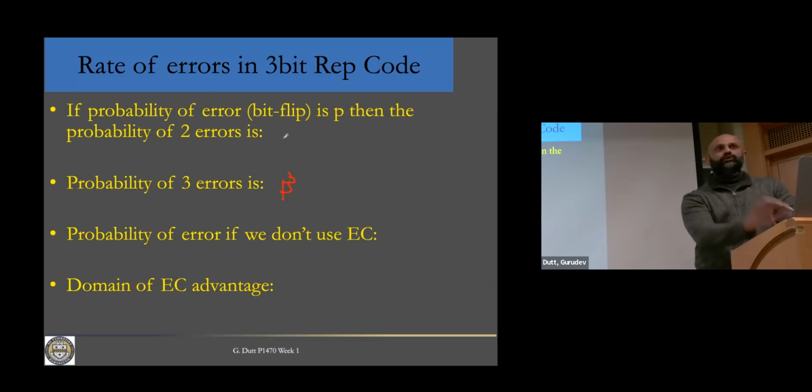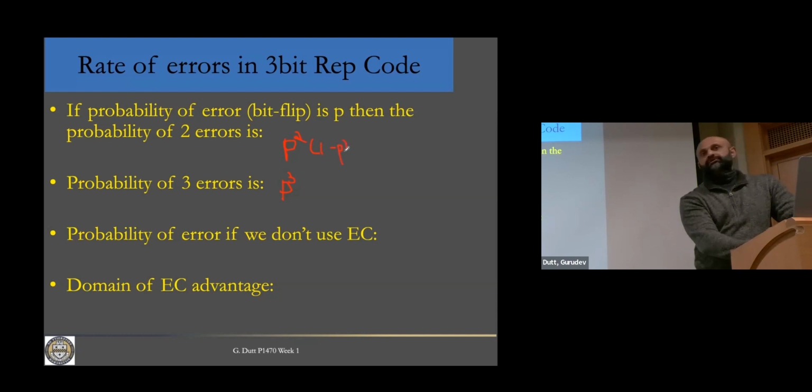Sorry, not 3 errors, 2 errors. Yes, P squared. But that means that there were 2 errors, one in each of any 2 bits, and the third bit did not flip, right? It had no error. So we need to multiply by the probability that the third bit does not have an error. So it's P squared times 1 minus P.